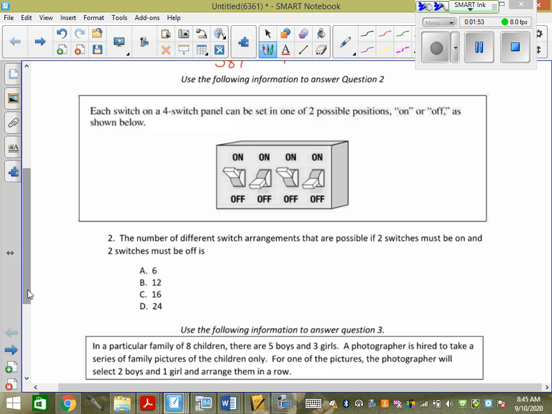Because can you tell, do the off switches look different? No. Do the on switches look different? No. On are both up, off are both down, right? So the way I looked at this is I said, that would be like having on be represented by O and off be represented by F. So that would be like having the word OOFF, which is maybe how you felt when you looked at this question.